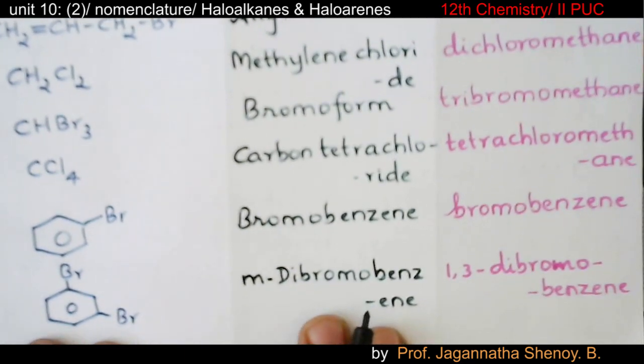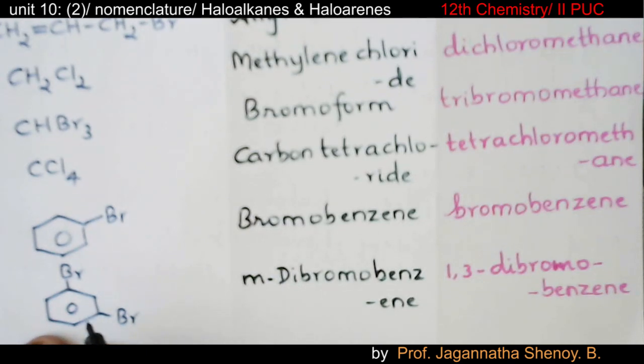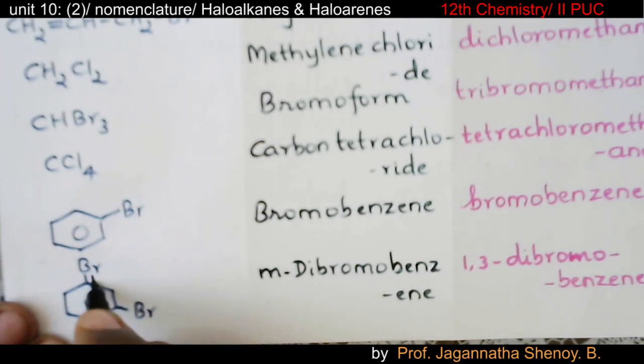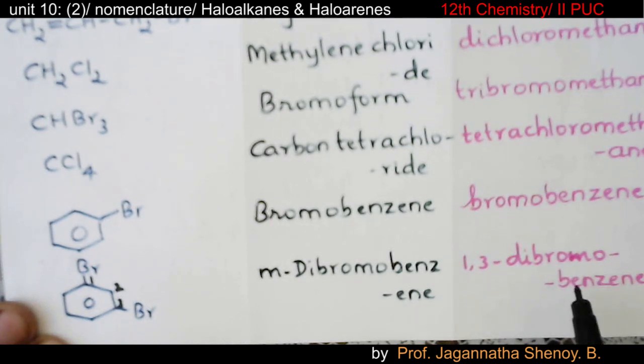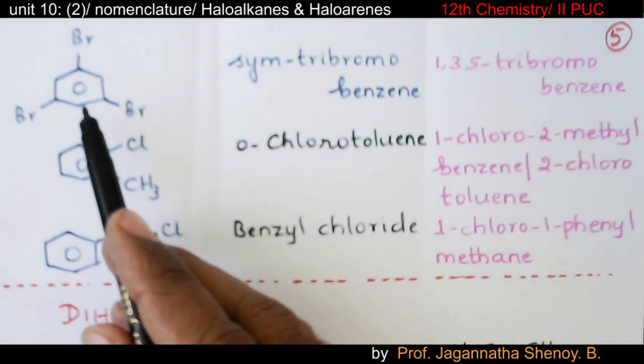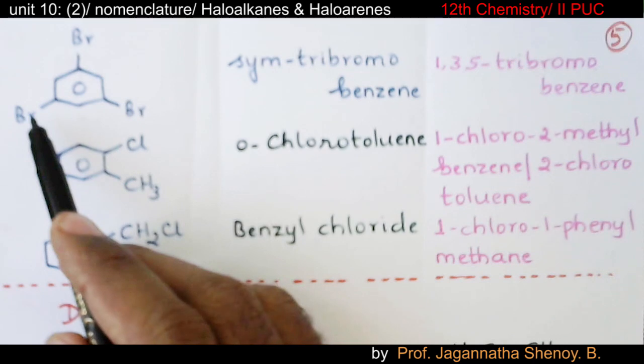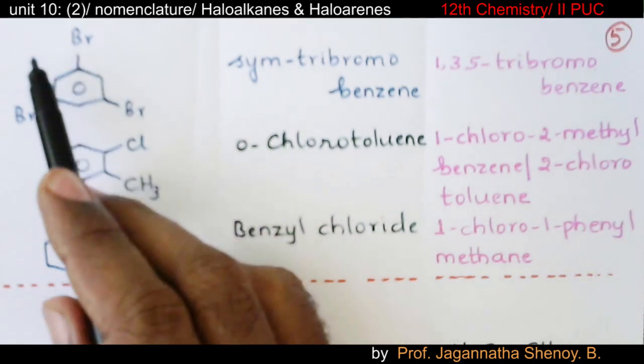Moving over to a dihalo derivative, you can make out that there are 2 bromine atoms in the 1,3 position of the benzene ring. In the common nomenclature, we call it meta-dibromobenzene. And in the IUPAC name, I have to consider that this is the first carbon atom, this is the second one, here you have the third one. It's called 1,3-dibromobenzene.